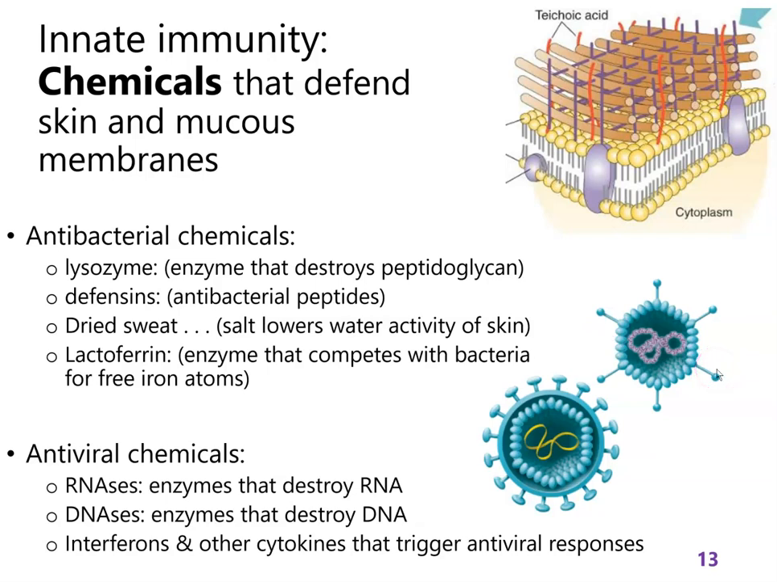Defensins are a large group of antibacterial molecules that work in different ways, and they're proteins or peptides. Peptide is another word for a protein, generally a short chain of amino acids. This one is amazing: dried sweat. What it does is lower the water activity of skin. It turns skin into a desert. So when sweat evaporates, it leaves behind salt. Most bacteria can't survive there. And that really does limit what can be on our skin.